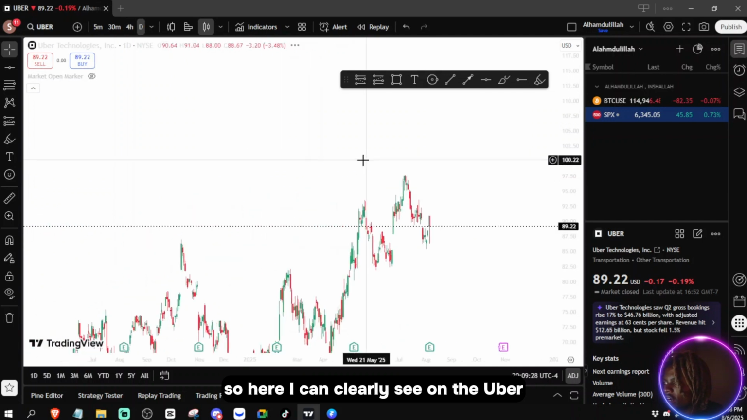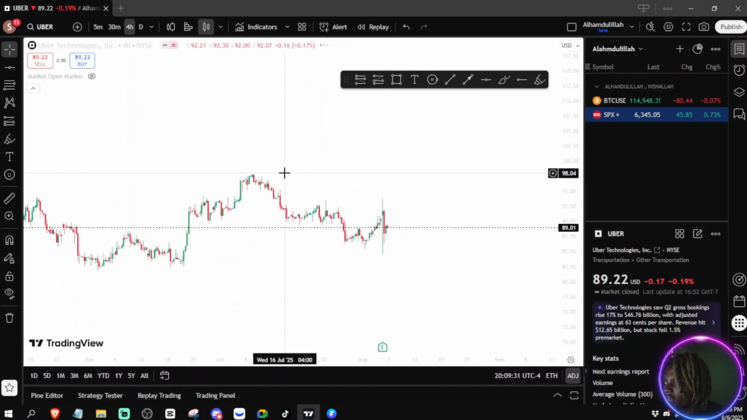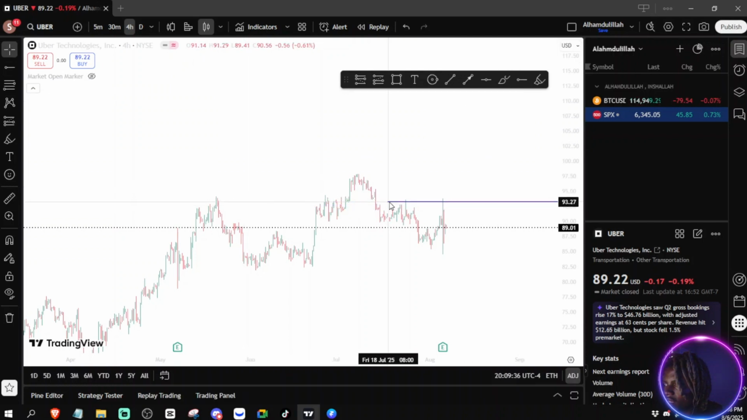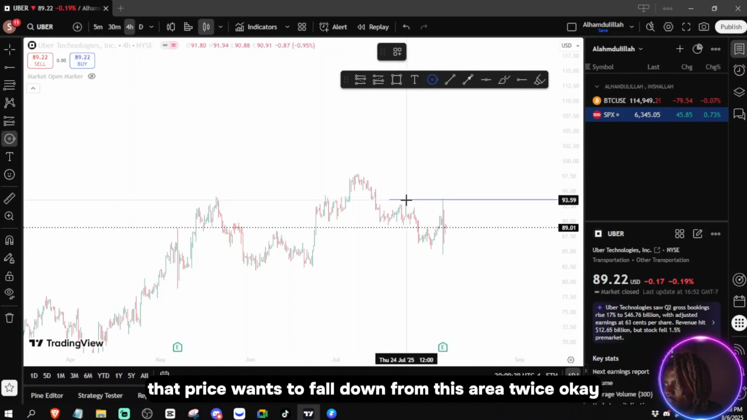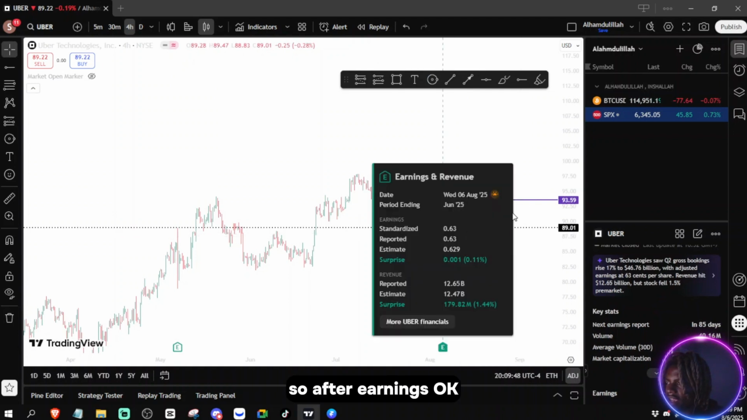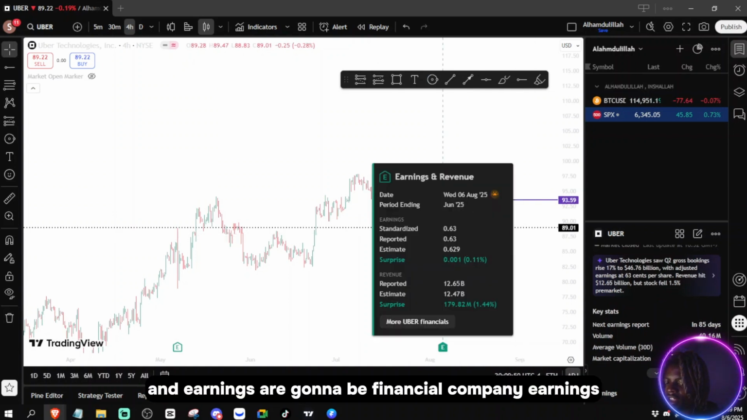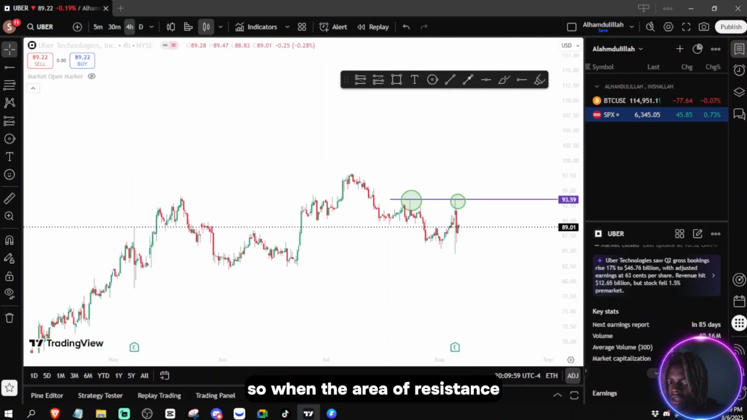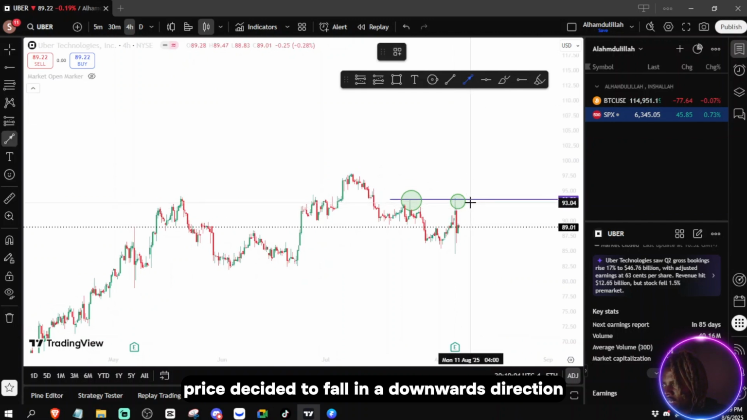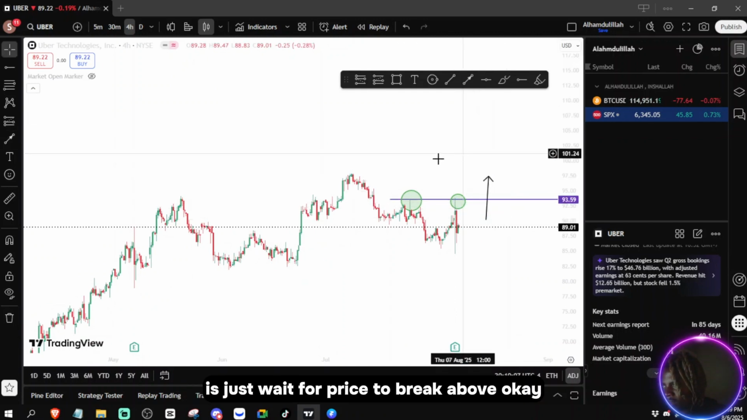Okay, so here I can clearly see on the Uber, I'm going to be on my 4-hour time frame, and I can see here that price wants to fall down from this area twice. Okay, and this is after earnings too. Earnings are financial company earnings, where stocks post how much they make, and this is going to influence how the stock moves. So when the area of resistance met up with this area of resistance, price decided to fall in a downwards direction. Now all we have to do is just wait for price to break above.